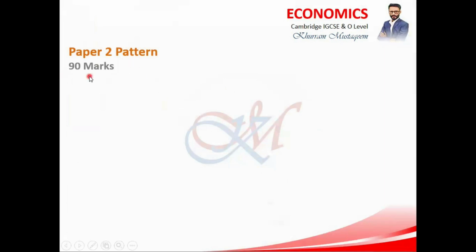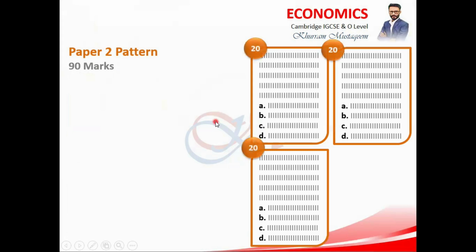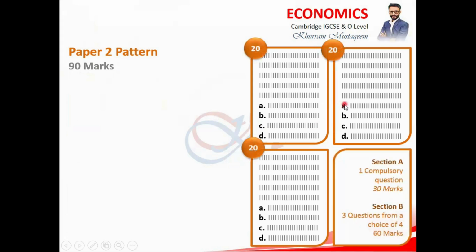Again, paper 2, 90 marks, section B. In section B, you have to attempt 3 questions. Each question carries 20 marks, like this. Section B consists of 60 marks, and you have to spend 1 hour 30 minutes.